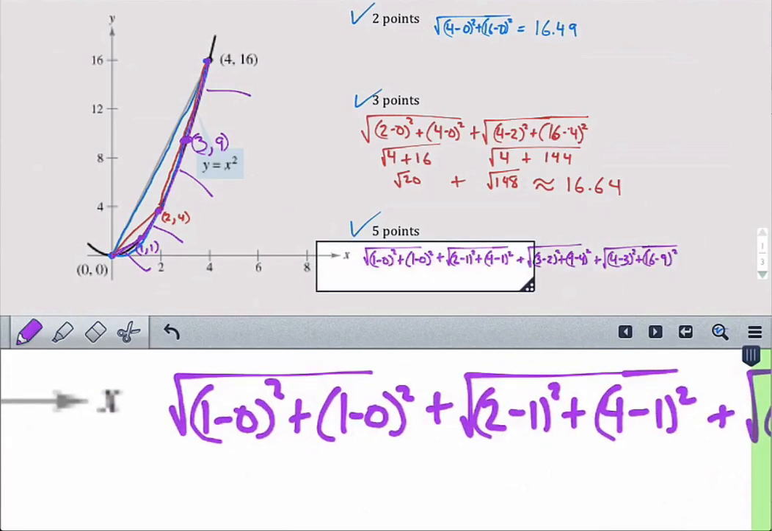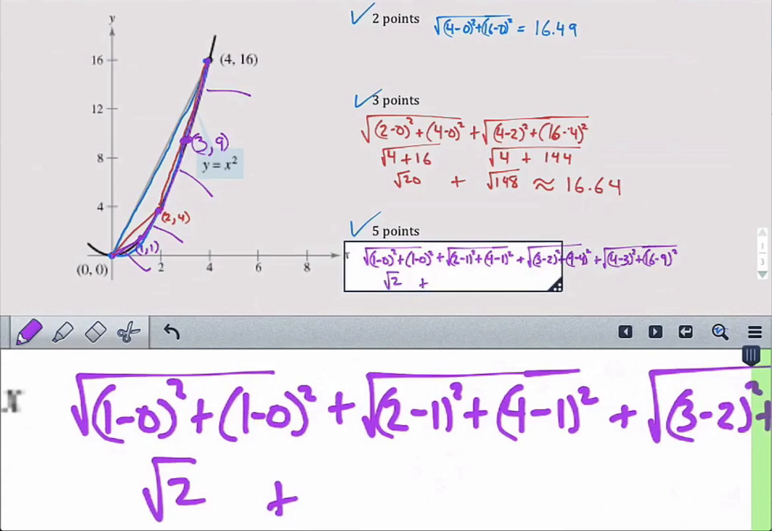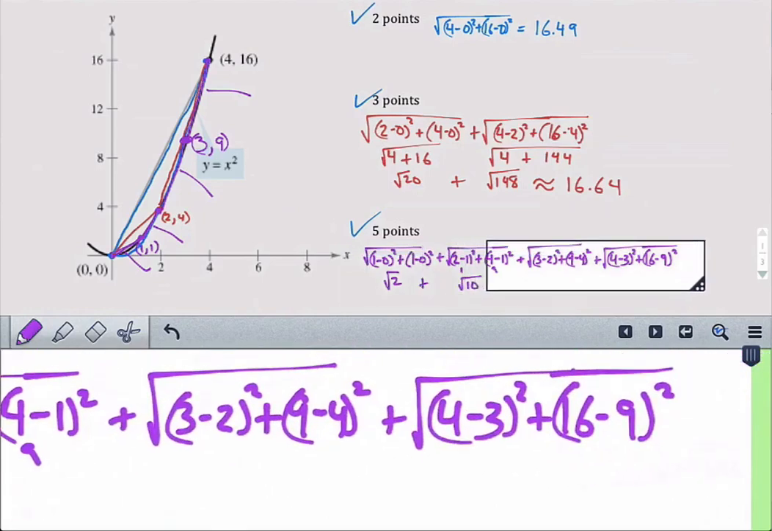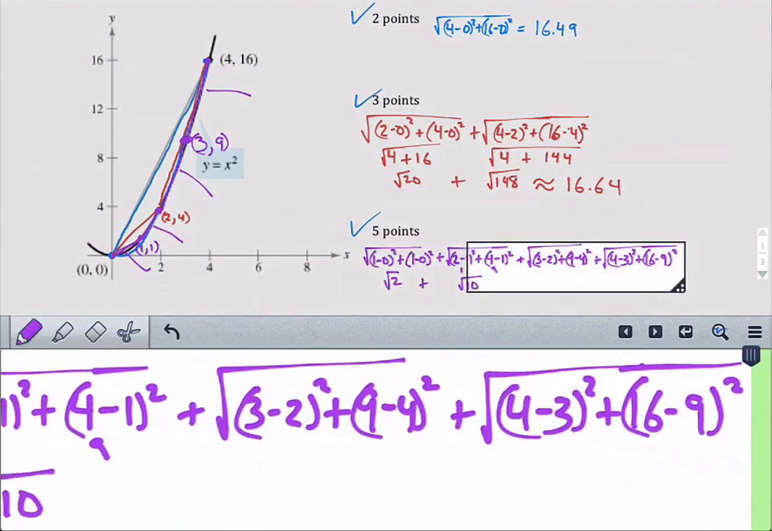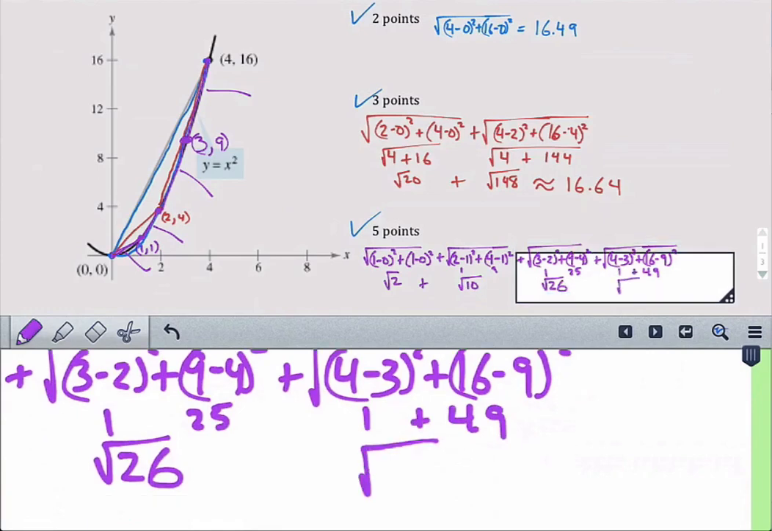All right, and so this will give us 1 squared plus 1 squared, so that's root 2. Then over here, this will give us 1, and this is going to give us 3 squared or 9, so we actually have square root of 10. Over here, we get 1 plus 5 squared or 25, so this is actually root 26. And over here we'll have 1 plus 7 squared, which is 49, so we actually have root 50 here.